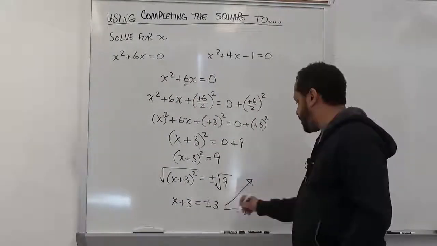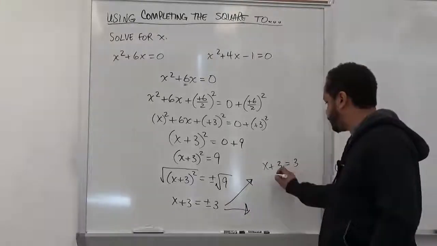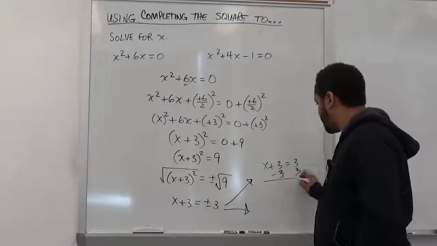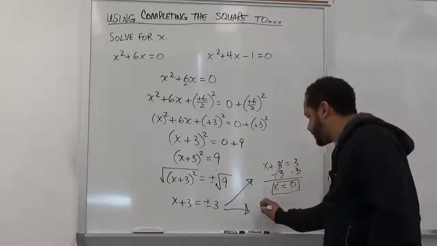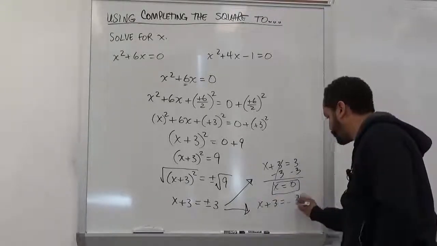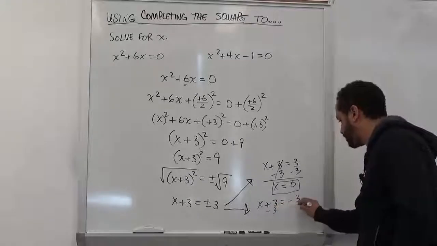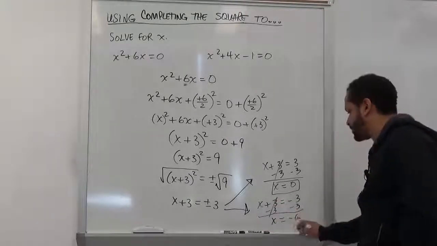So when 3 is positive, we have x plus 3 is equivalent to a positive 3. We move the 3 over. And here we get our first solution, x equals 0. In our second condition, this is going to be a negative 3. So we have x plus 3 is equivalent to negative 3. And we subtract 3 from both sides again, in which we get x is equivalent to negative 6.